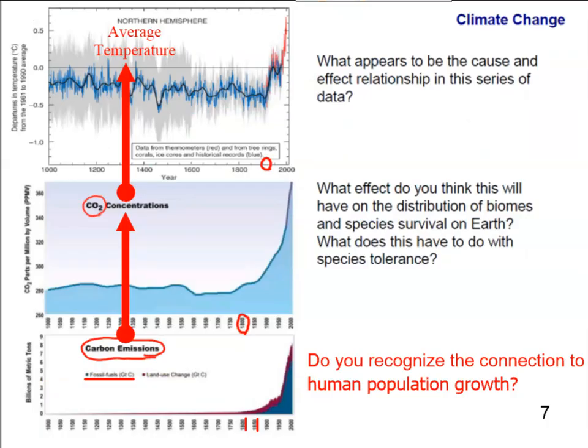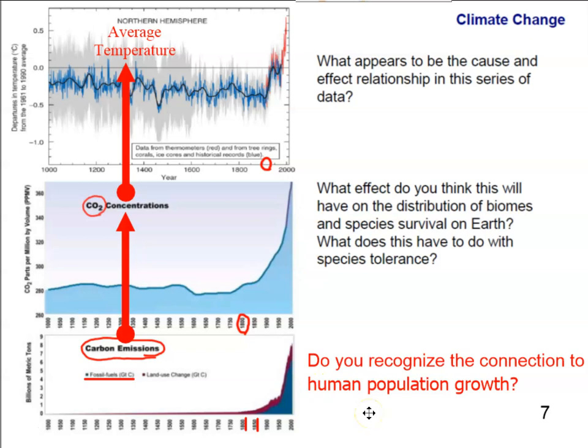When we look at this slide, what I'm trying to get across, I put these graphs together to try to get across the connection between carbon emissions and carbon dioxide concentration in the atmosphere and the average global temperature, how the average global temperature has changed over the same time period. And then if you also throw in the graph that we were just looking at on the previous slide, you should recognize the connection to human population growth. All these graphs look the same. They all show basically the exponential increase in whatever they're showing.